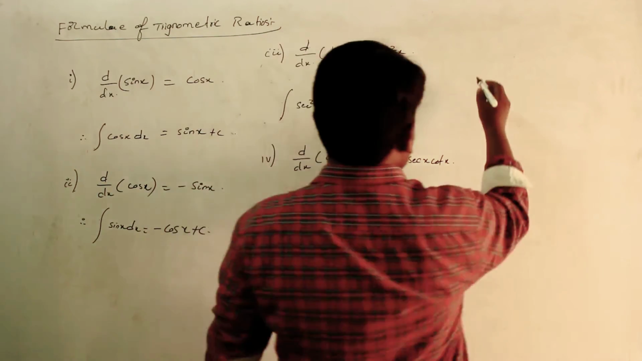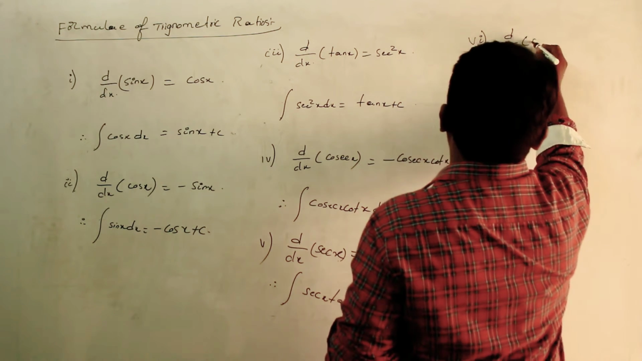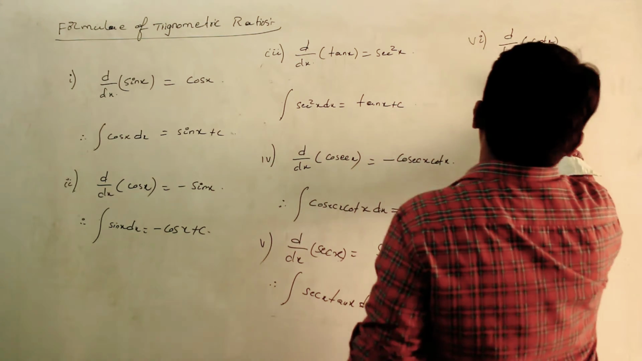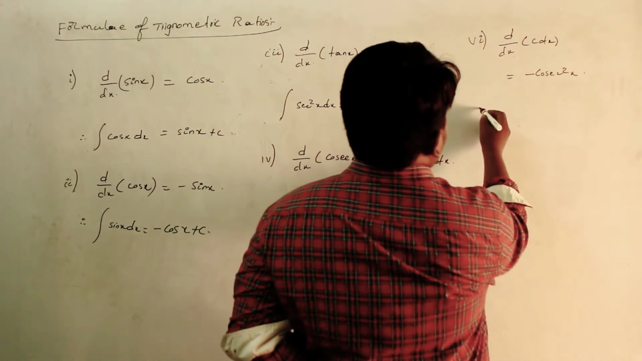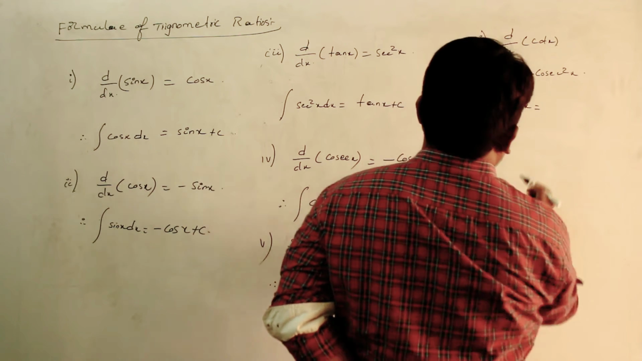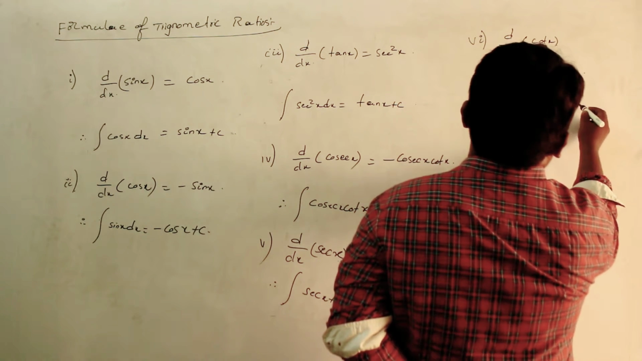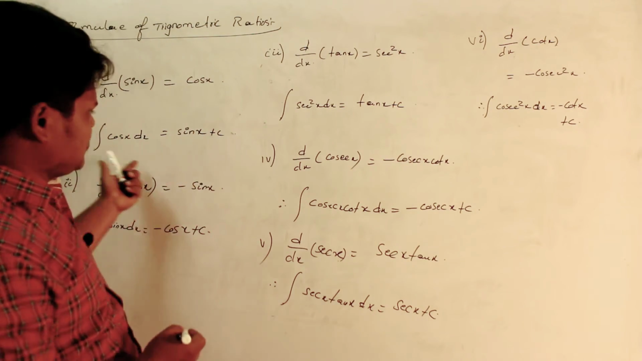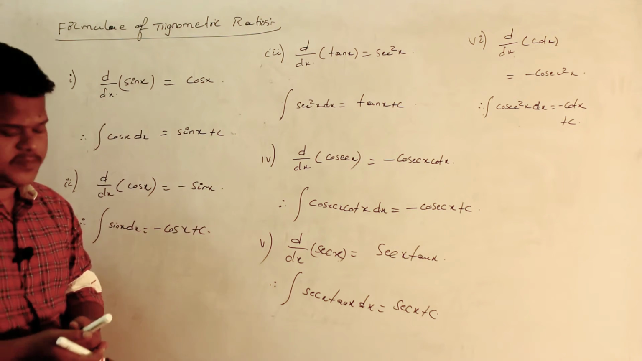Similarly, we have one more relation, d by dx of cot x is equal to minus cosecant square x. Therefore, integration of cosecant square x is equal to minus cot x plus c. So, these are the formulae for integration of trigonometric ratios.